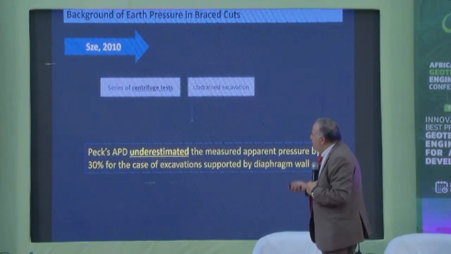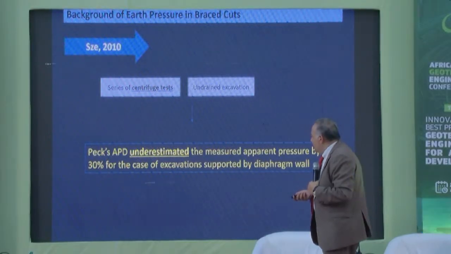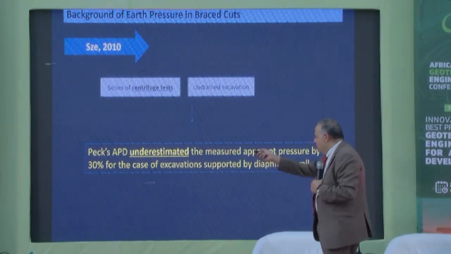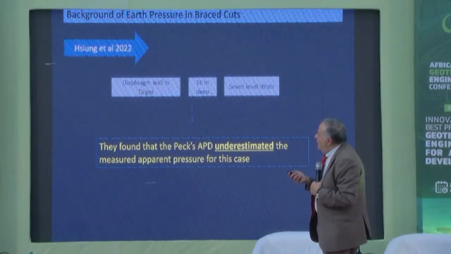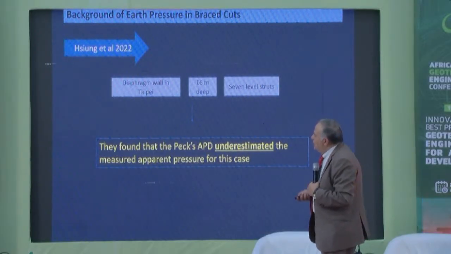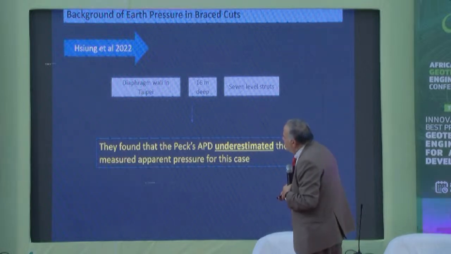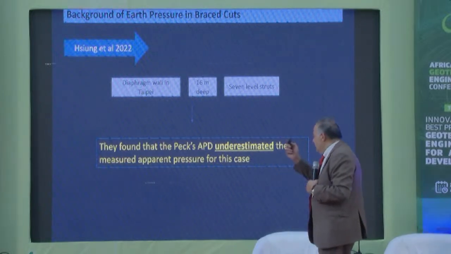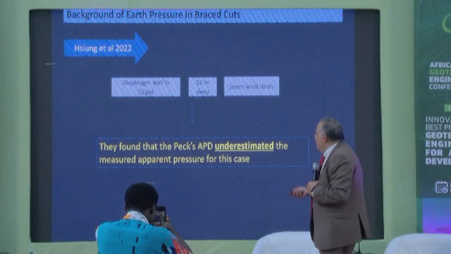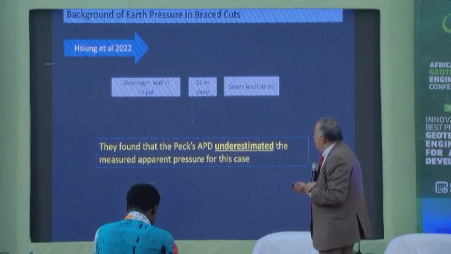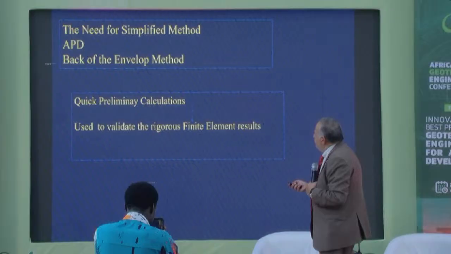Again, since 2010, again, underestimation of Peck, underestimation of the measured apparent earth pressure. Same as in 2022, we have Hsiang et al. Again, Peck's underestimated the measured average pressure.